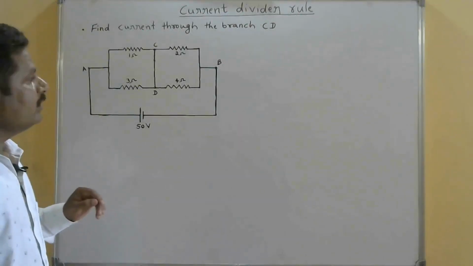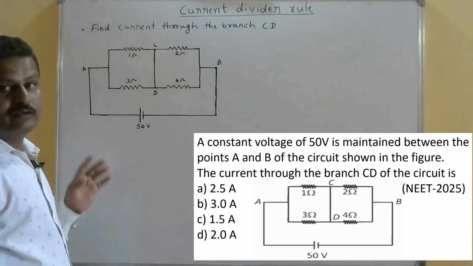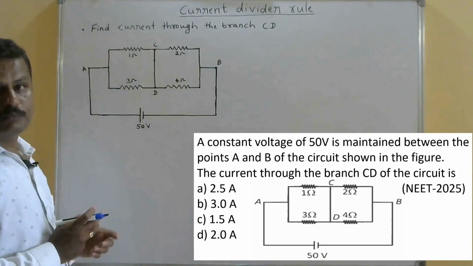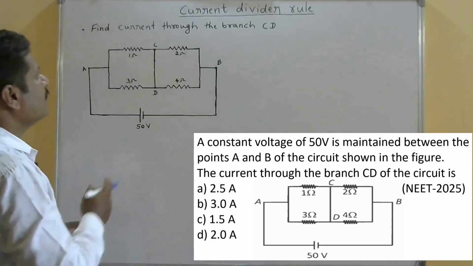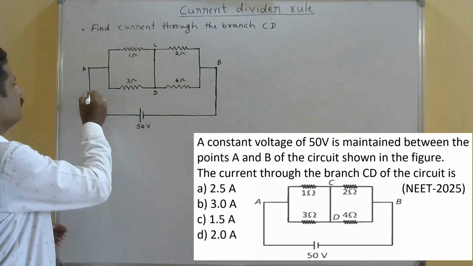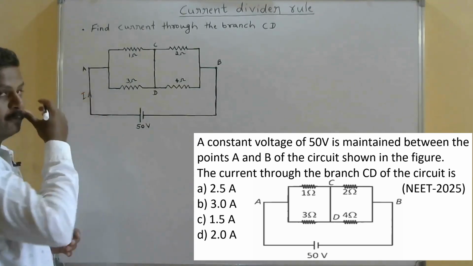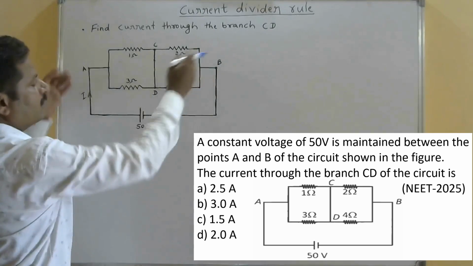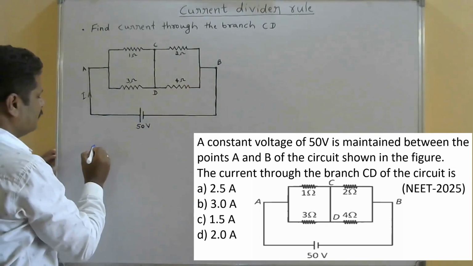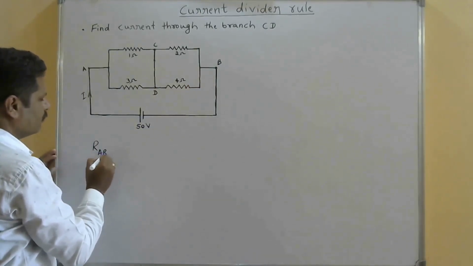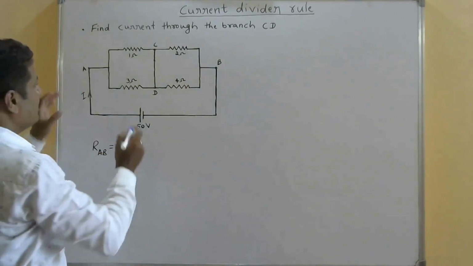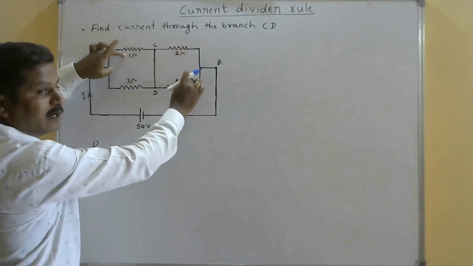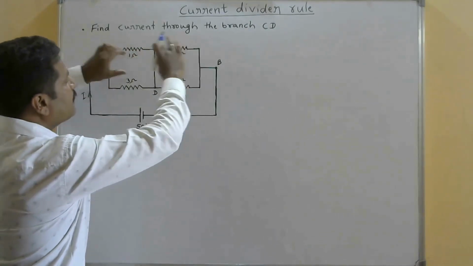In this example we need to find out current through the branch CD. So we can use current divider rule to find out this one, and Kirchhoff's junction rule also. To apply current divider rule we need total current. So first let me find out total current. To find out total current we need total resistance across this combination, that is resistance AB, that is RAB. The resistance across AB equals to, that is these two resistances are connected in parallel and these two also connected in parallel, and these two combinations are connected in series.